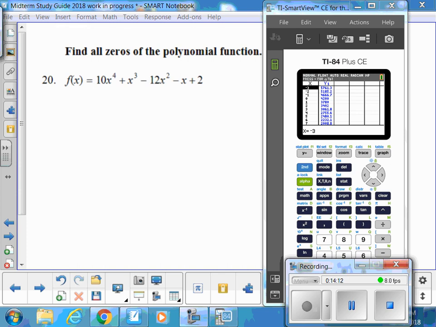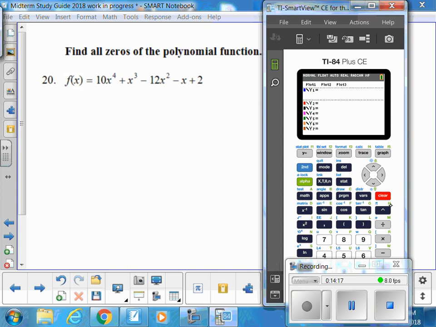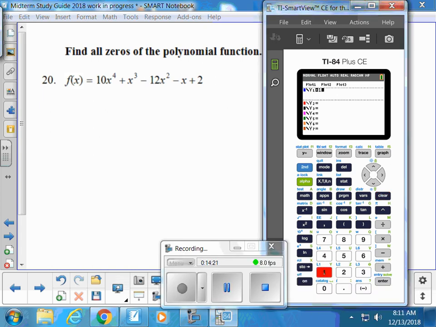The best way to do that is using the zero button in the calculator. So we're going to hit our y equals to get our graph put in. So 10x to the 4th, plus x to the 3rd, minus 12x squared, minus x plus 2. Make sure I enter that right. I'm going to click graph just to see what we're dealing with. My zoom is crazy. What should I do, everyone? Zoom 6.